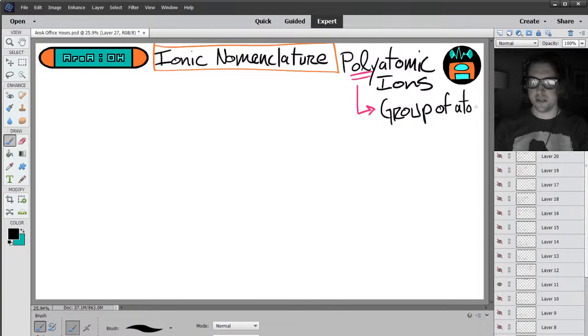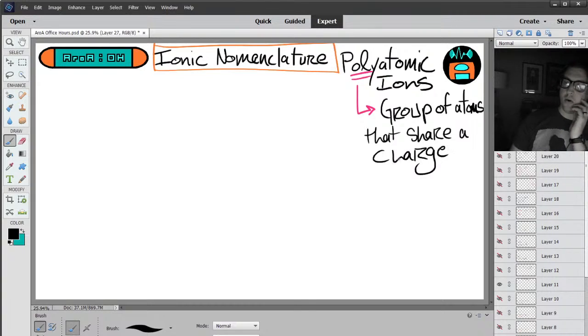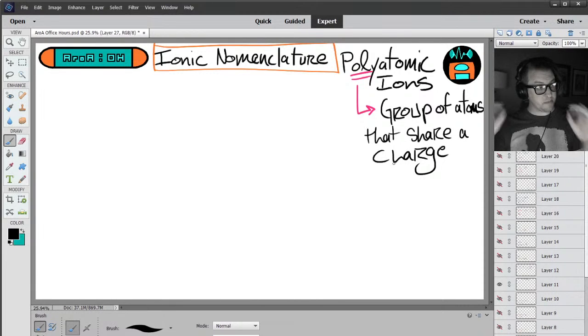They're a group of atoms that share a charge. All right, and each polyatomic ion has a special name, a specific name associated with it.